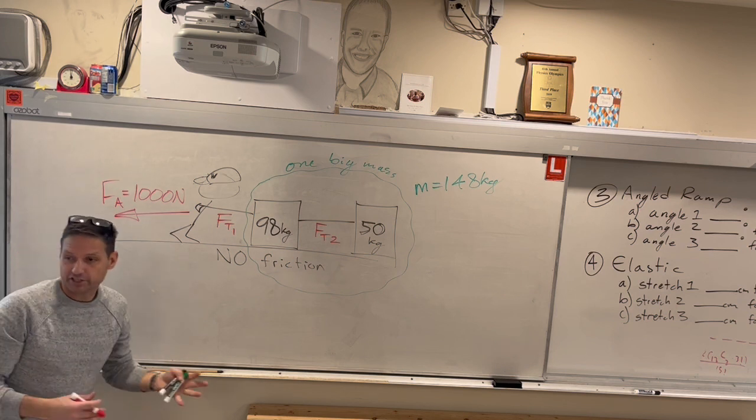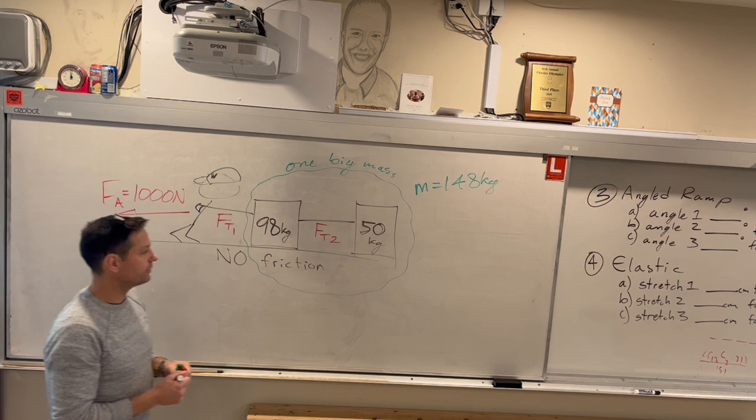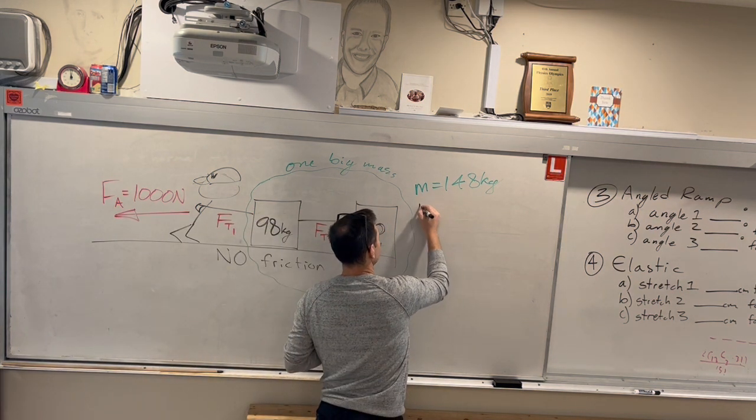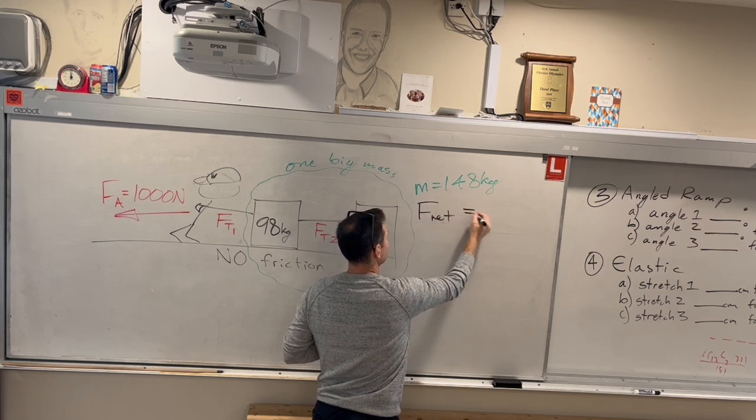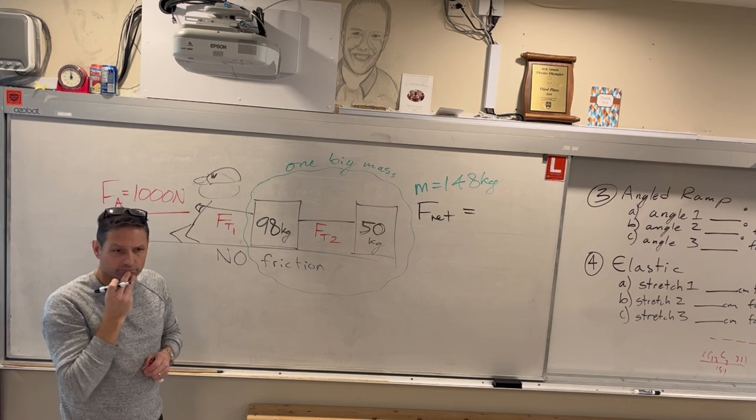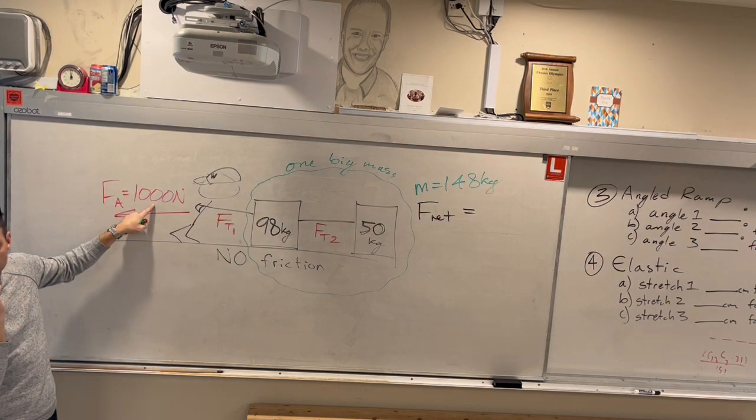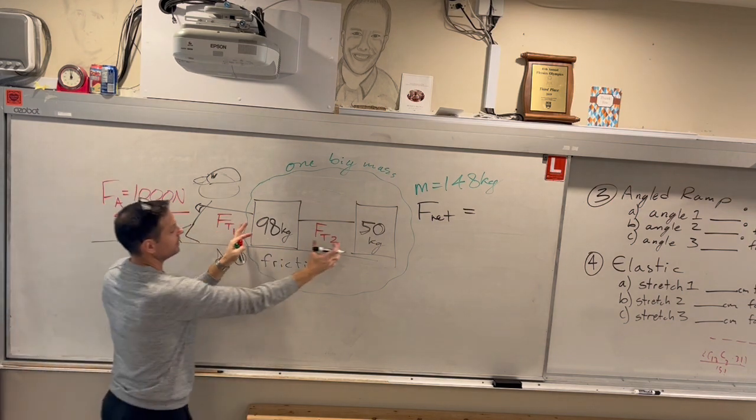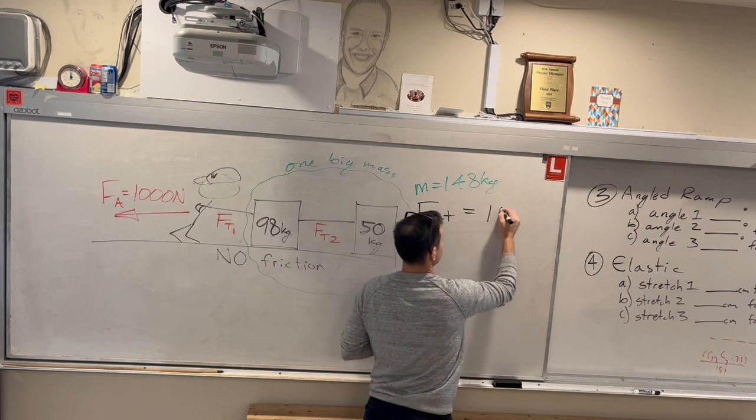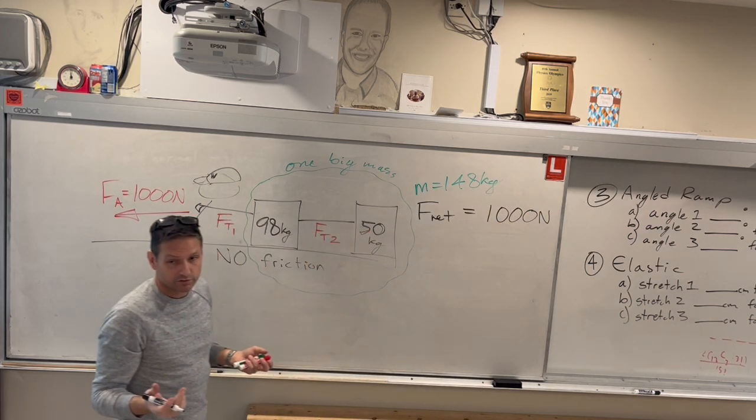There's no friction in this case. We will deal with friction, but we're not going to do it right now. So the net force on this object is equal to how much? 148 times the acceleration. Yes, but we know the number already, right? Because Marco's pulling on this whole thing. So my net force is 1,000 newtons over 148.